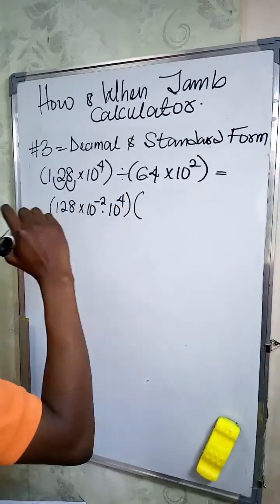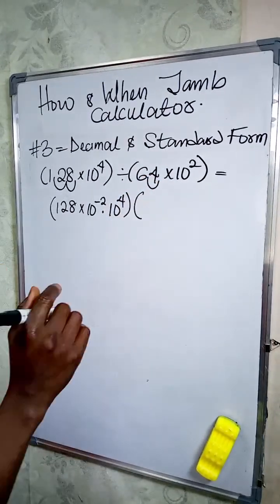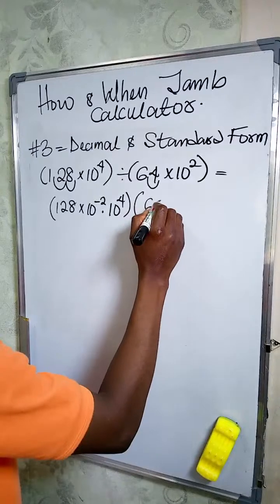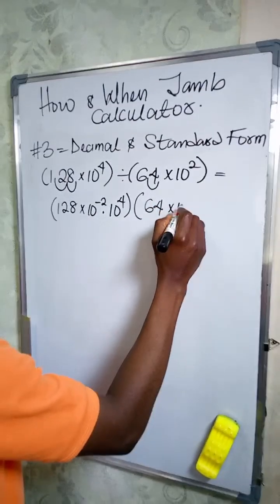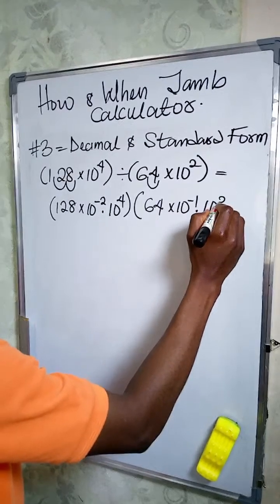Then this one, e go move from here to here. E don move 1. So that one go give you 64 times 10 to the power of minus 1 multiplied by 10 to the power of 2.